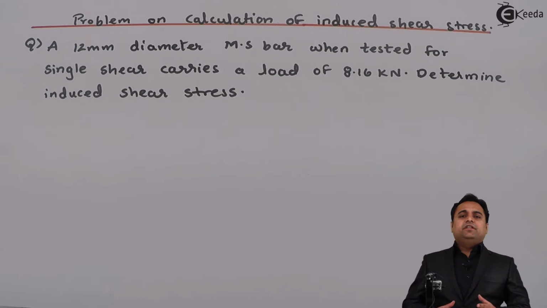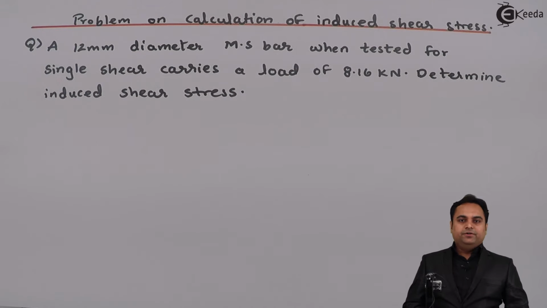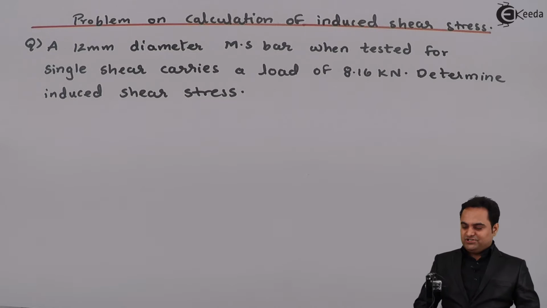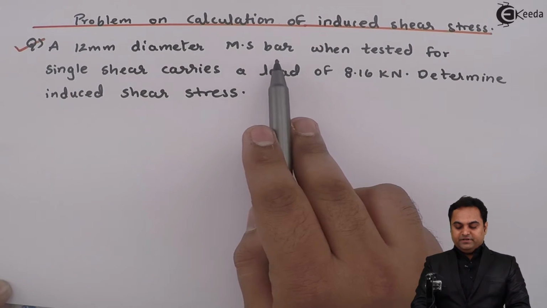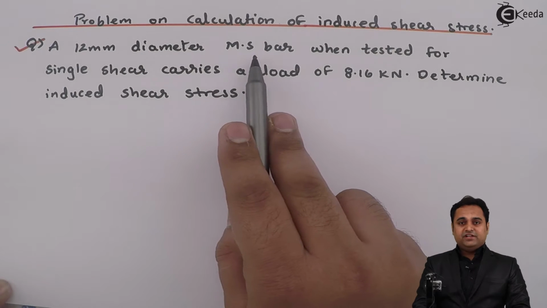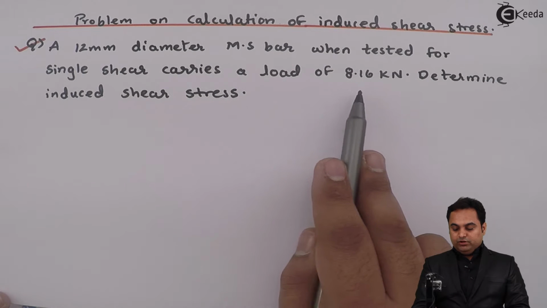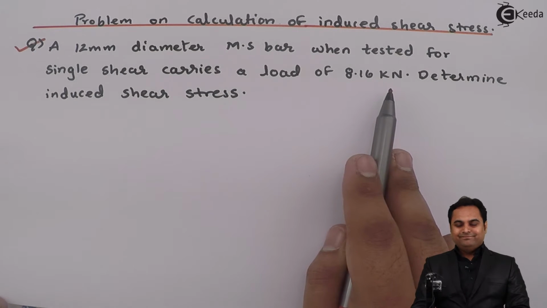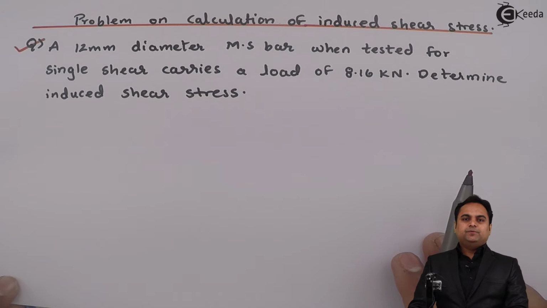Hello friends, here in this video we are going to see a problem on induced shear stress in a metal rod. For that, here we have a question. A 12 diameter MS bar made up of mild steel, when tested for single shear, carries a load of 8.16 kilonewton. Determine induced shear stress. So this is the problem.